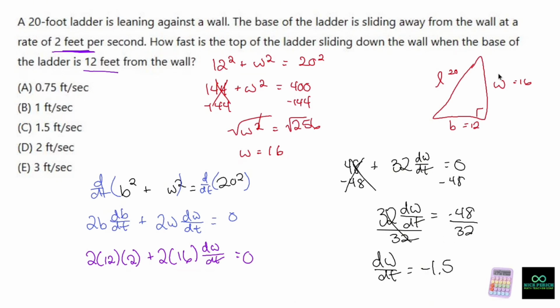Why negative? Because it's sliding downward. So negative 1.5 is going to match up with 1.5.